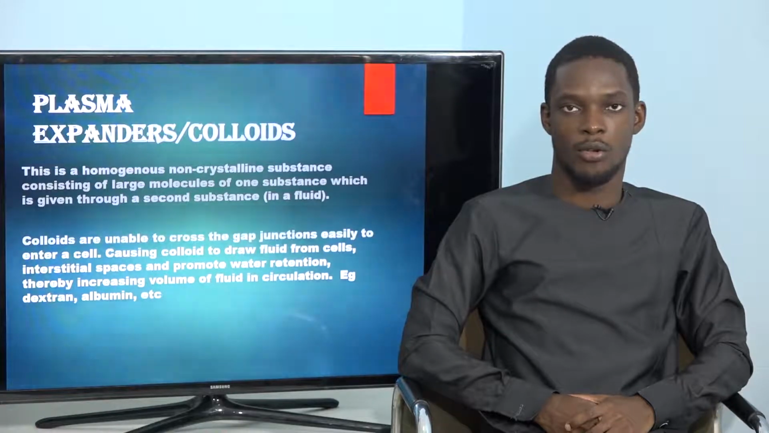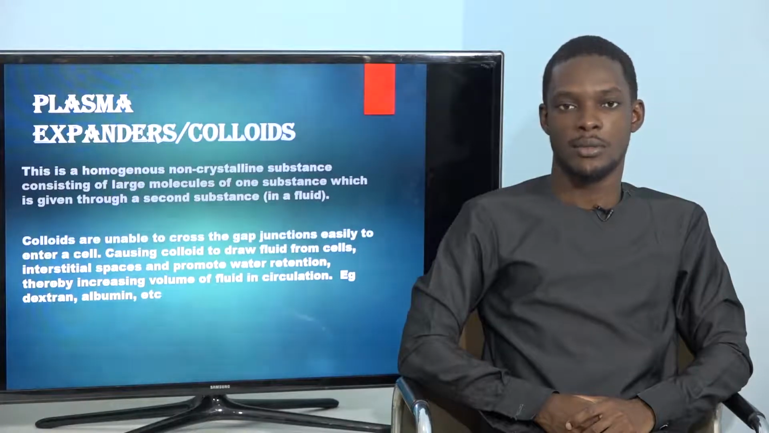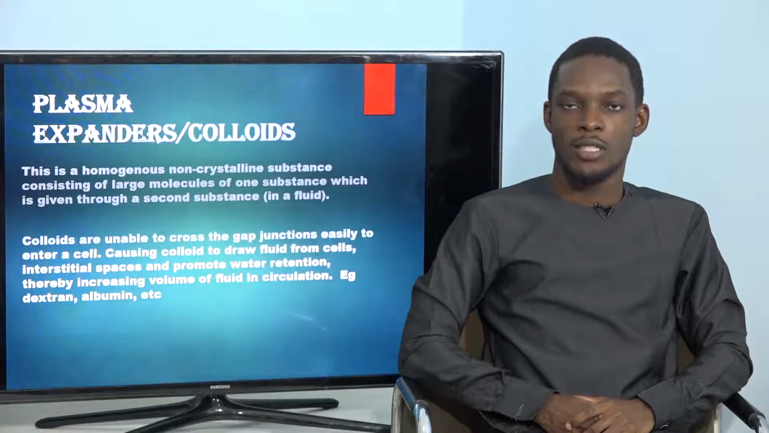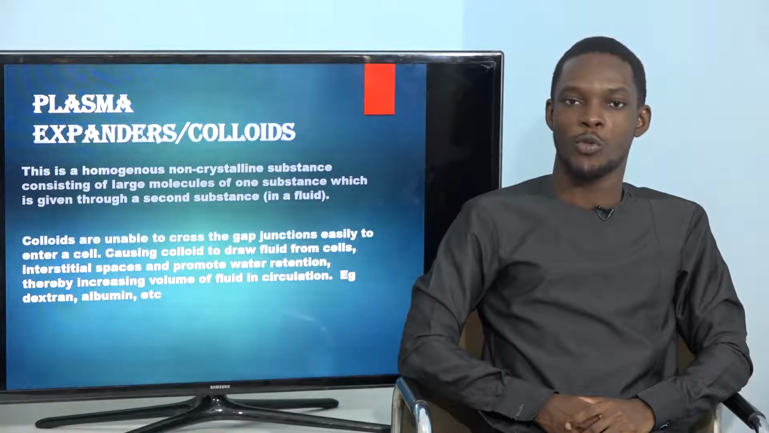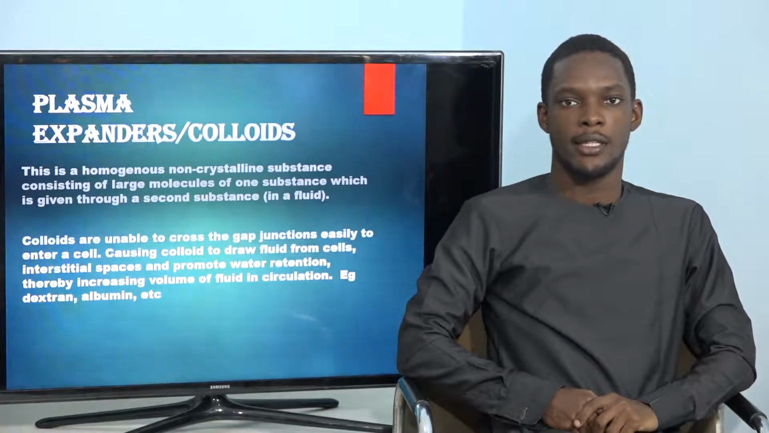Plasma expanders and colloids. Colloids are homogeneous, non-crystalline substances consisting of large molecules, and therefore they cannot cross the cell barriers and cannot enter the cells. As such, colloids draw fluids from the cells and interstitial spaces into the blood vessel and promote water retention within the blood vessel, thereby increasing the blood or the plasma in circulation. Examples of colloids may include albumin and dextran.